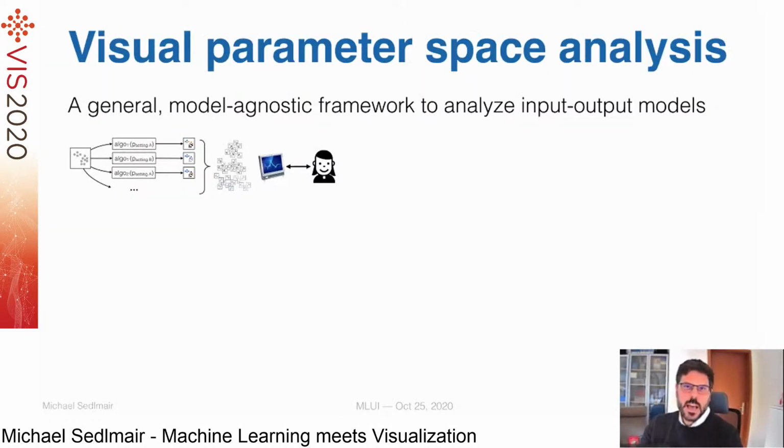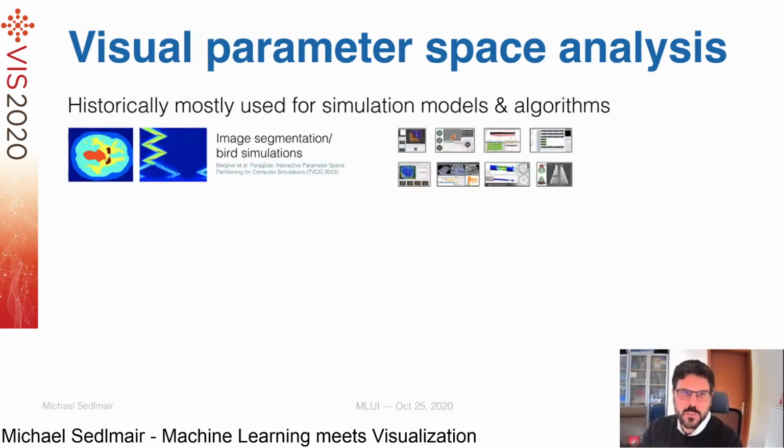So as I said, this visual parameter space analysis framework is really a general idea that you can use for all sorts of input-output models. And in fact, if we look at the literature, people have used it for a long time, but classically more on simulation models, like classical ways of modeling. So we also did that, for instance, for image segmentation, like you can see here, brain segmentation algorithms. What you see right next to it is a one-dimensional over time bird flocking simulation. So these are simulation models that we sampled and then used a visual parameter space analysis approach to look at them.